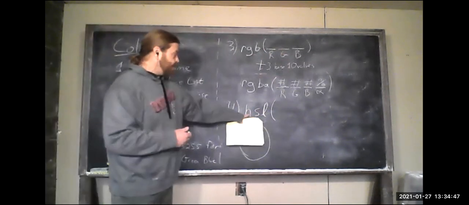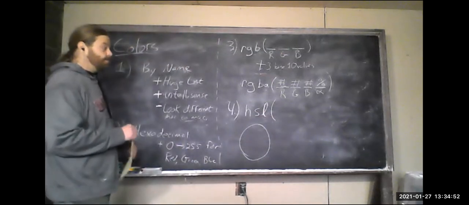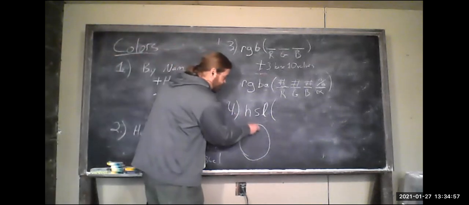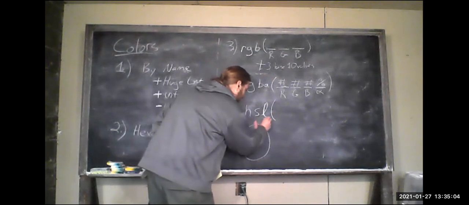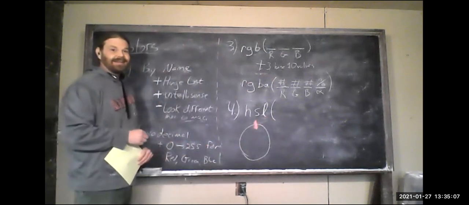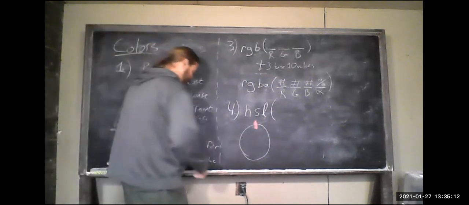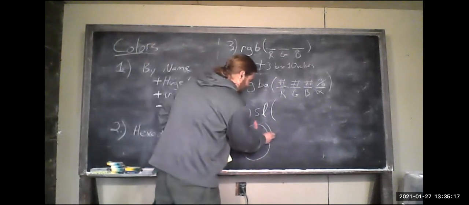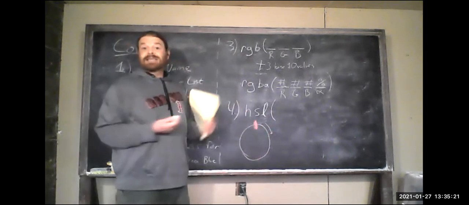So hue, saturation, and lightness is what most artists tend to prefer. The hue is what color is it, and it's like a wheel. So here at 0 degrees, we have red. Can you all see that? Does it look red? Probably not. But we start at 0 degrees, and if we go all the way around the circle, we've gone 360 degrees around, right?